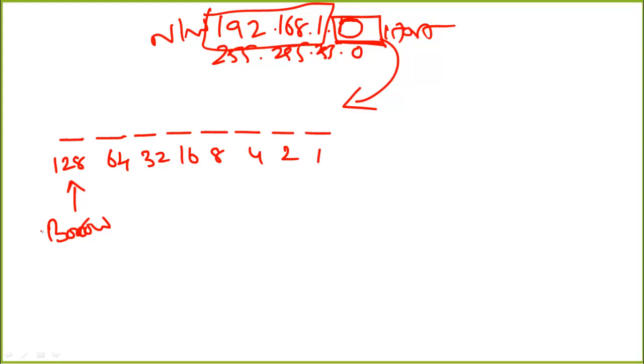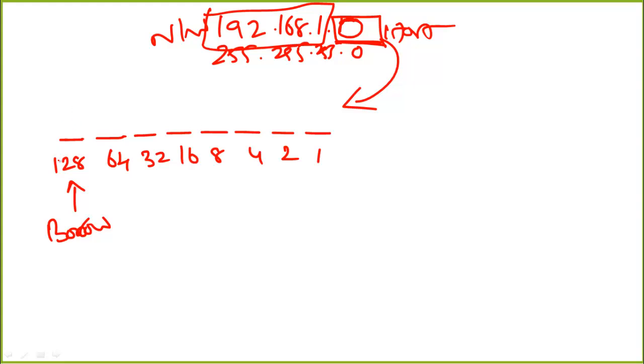Okay. So if I borrow, what will happen? The number of network bits will increase. Is that right? Because I already had 24 bits reserved for network. Now I have borrowed 1 more bit from the host. Always know when you're borrowing from the host for the network, you should always borrow from the nearby bit.